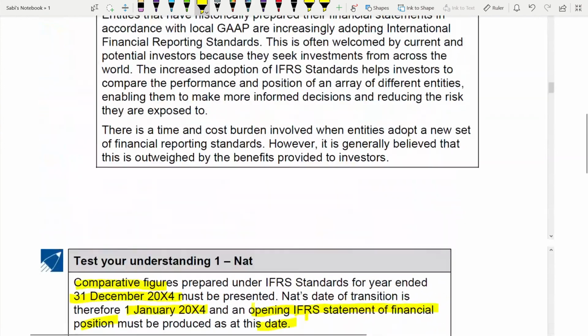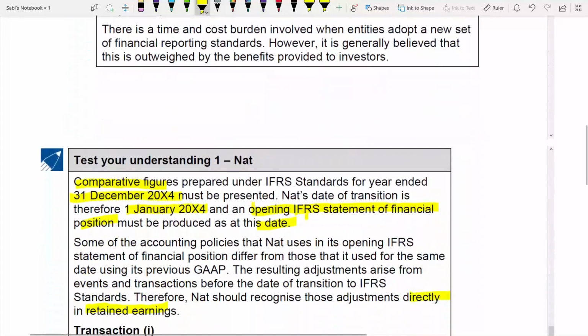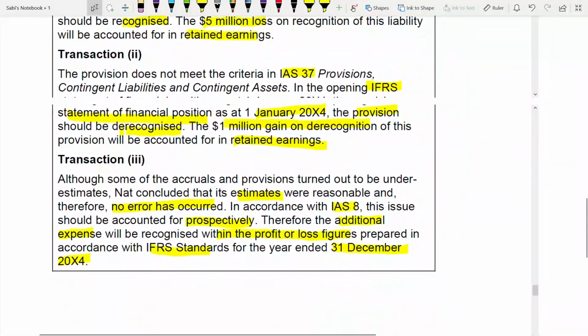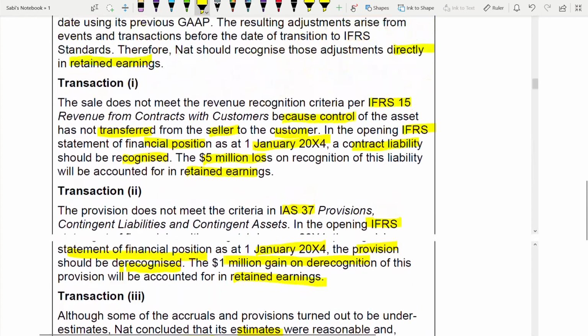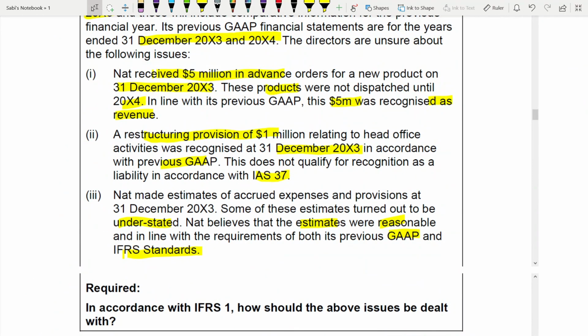Okay, if you read the third transaction, they believe that the estimates were produced in line under both GAAP and IFRS standards. So the gain and loss that time will be recognized in profit and loss, not in retained earnings. For 31st December 2004, in accordance with IFRS standards only, that additional expense. So that's it for IFRS 1, and see you in the next standard.